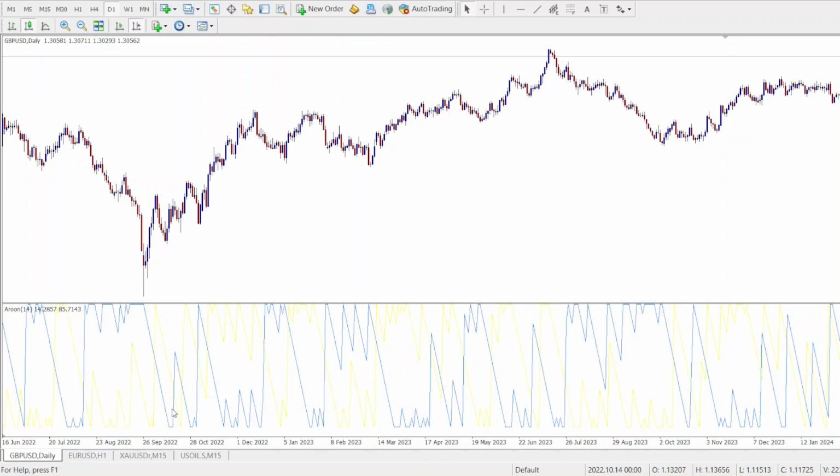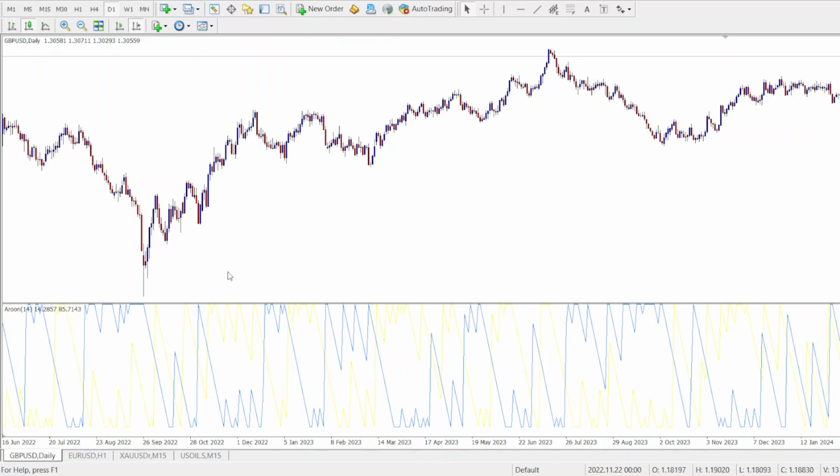For example, you can see that here the blue and the yellow were not far from each other, and you can see that the trend was not strong. But in this case, when they were far apart, the blue was around 100 and the yellow was around 0. You can see that the trend was stronger. Okay, so basically that is how it works.